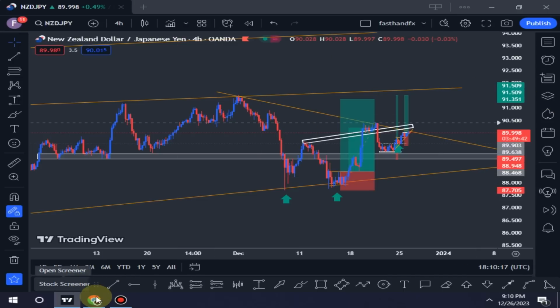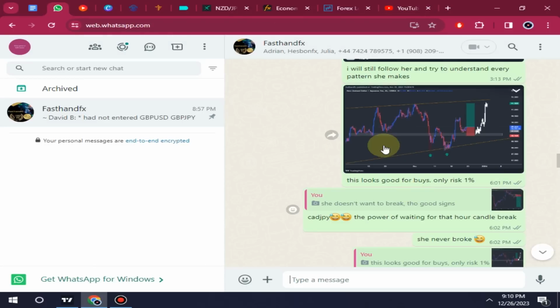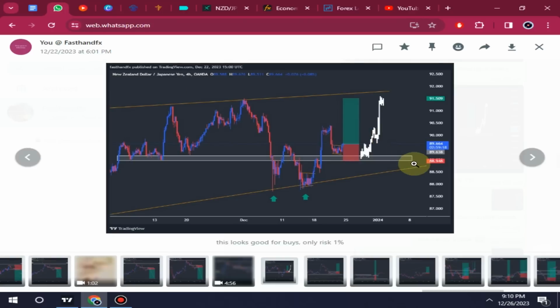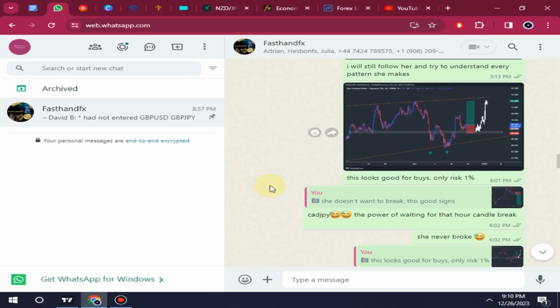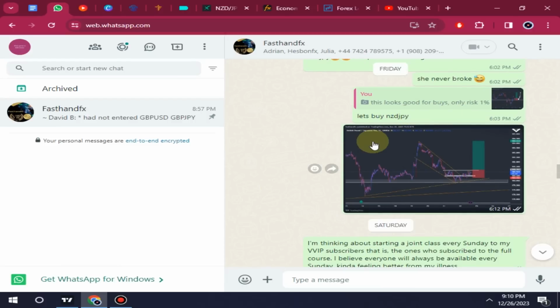And as usual, guys, I send the signal to my VIP. Let me just show you right here. I told them it was around 6 p.m. Yo, this looks good for buys, man. Look at this. Confirm once again. NZDJPY right here, 4 hour. I told them risk only 1% as usual. Then I just confirmed once again, let's buy NZDJPY.